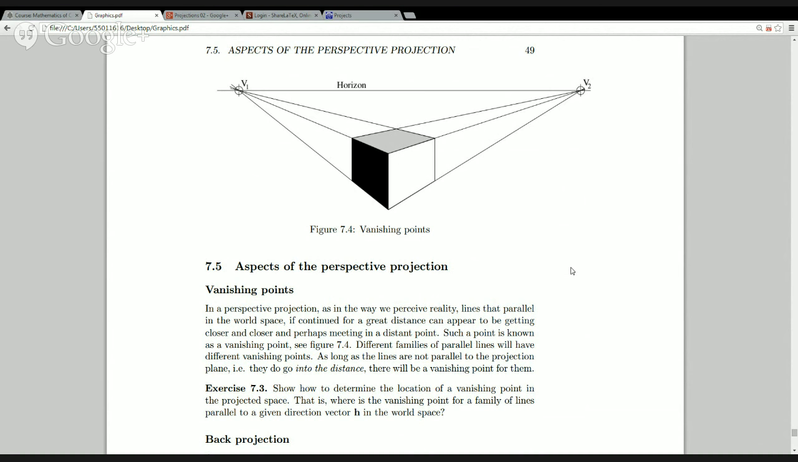Okay. So we can set ourselves a little problem here, which is to determine where these vanishing points are. Given some kind of setup, where are these vanishing points? So that's the problem we're going to tackle now.